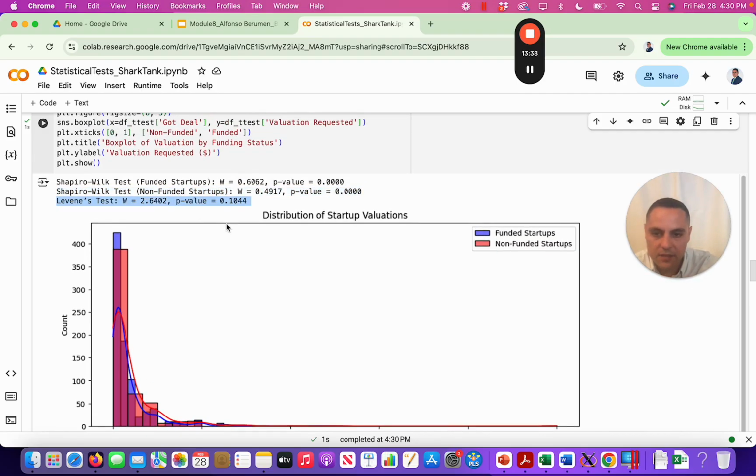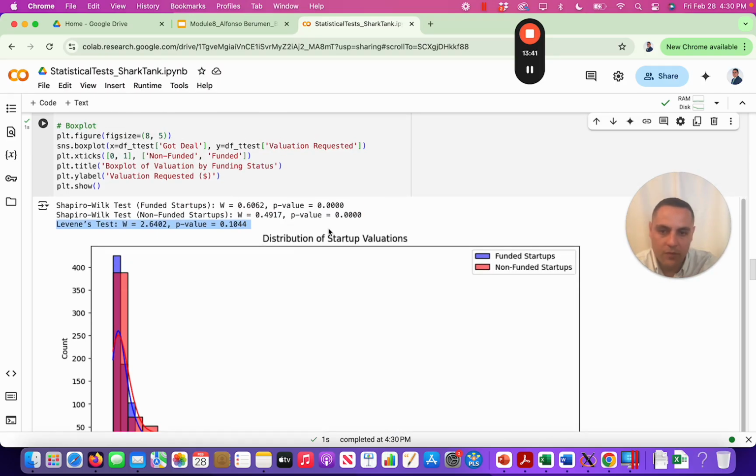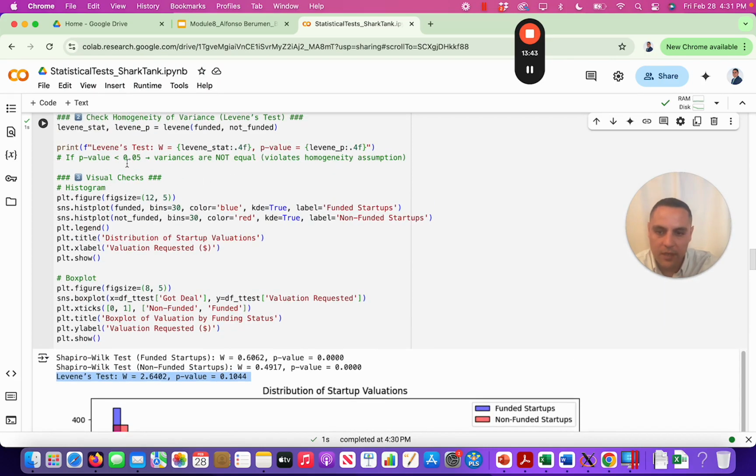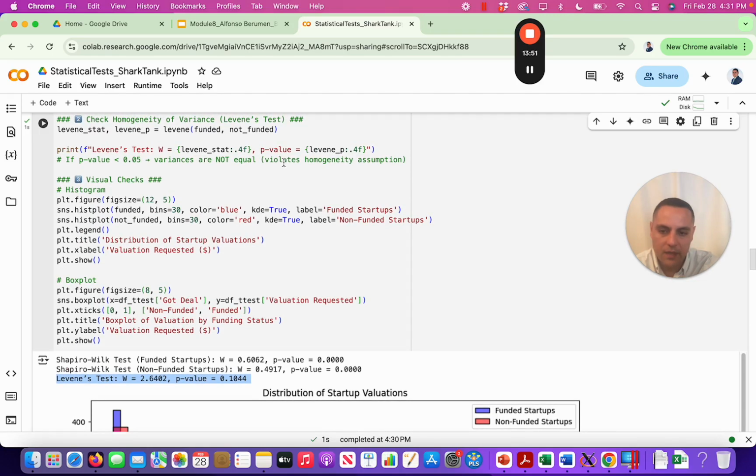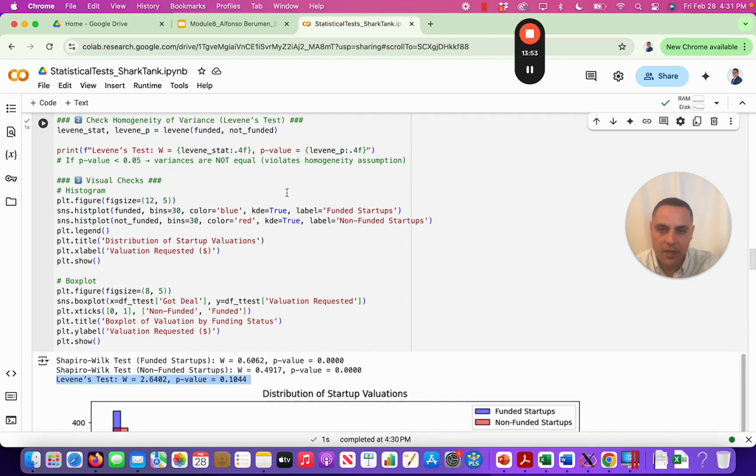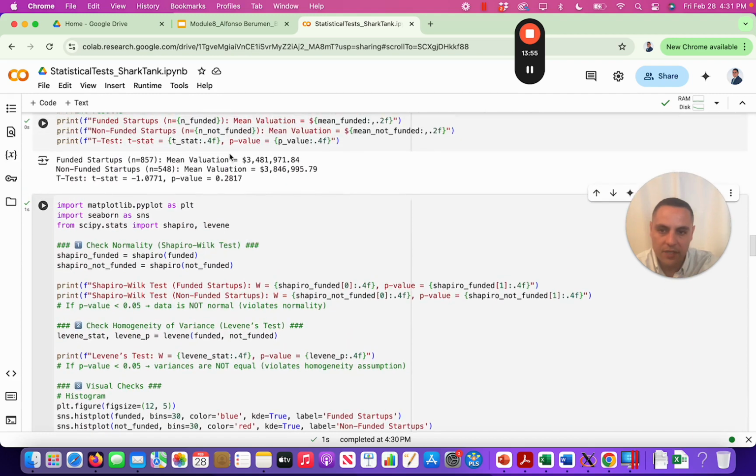For Levene's, the p-value is 0.1044. If that p-value is less than 0.05, we would say the variances are not equal, and in that case we would just look at that variation for the t-test. But that, of course, is assuming that we're passing this normality assumption. Well, because I know that we didn't actually pass this normality assumption, I actually have to use a different test, or a non-parametric test.